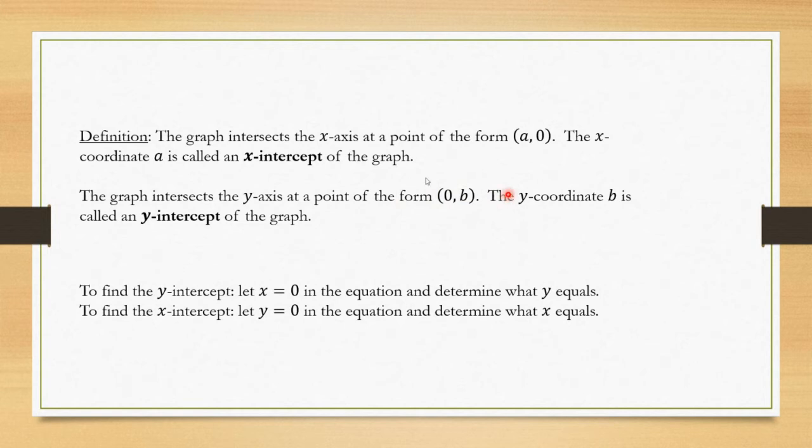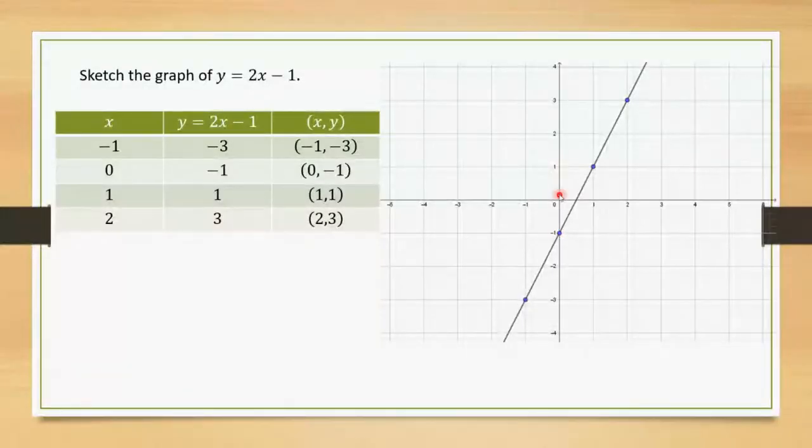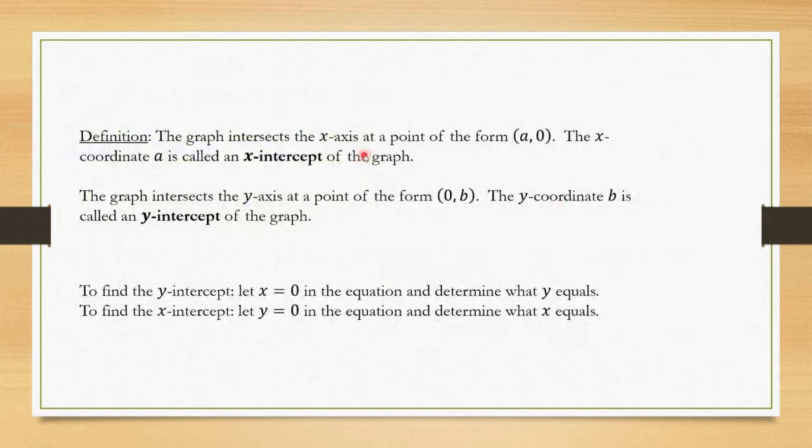When you cross the y-axis, you're on x equals 0. Every point here has x coordinate 0. If you were to plot (0, something), you would not go anywhere from the origin, you would just go up or down. That's why this a here, we call it the x-intercept. The b here, we call it the y-intercept. So intercepts are not actually points, they're numbers.